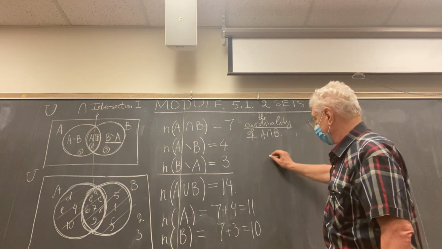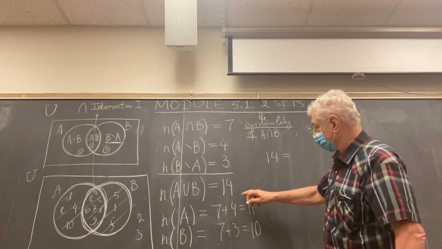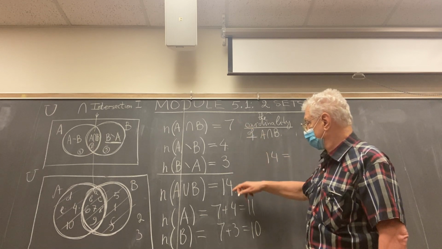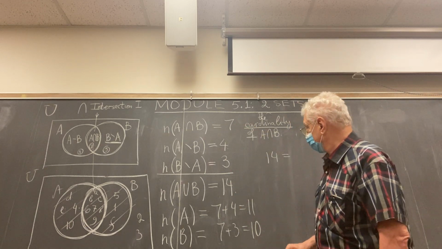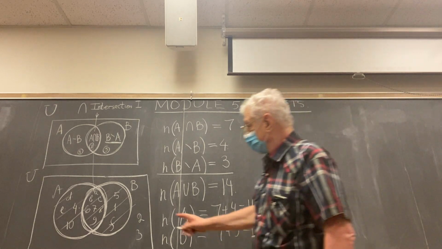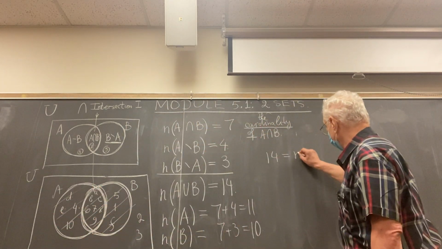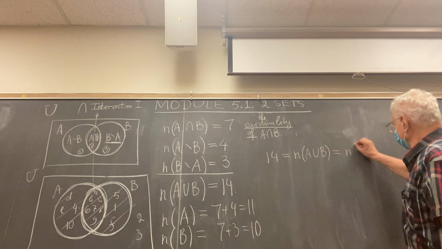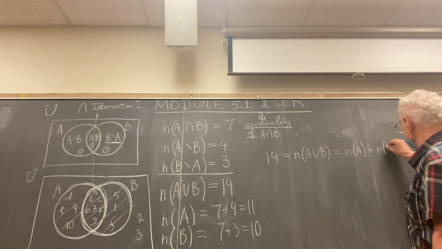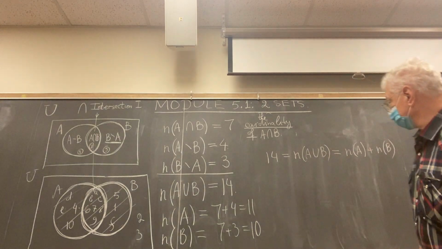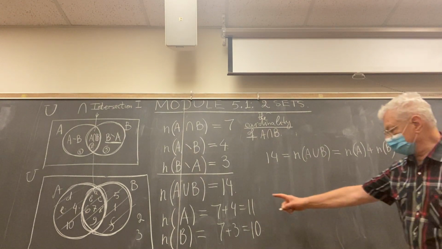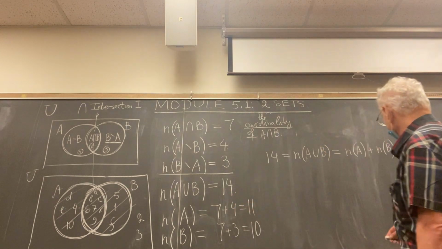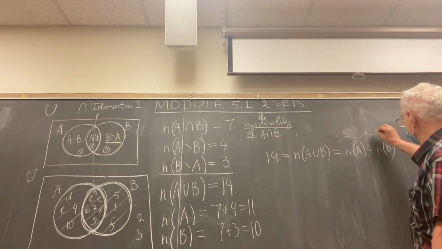Let's look at 14. How did we get 14? If you add all these numbers, you get 14. So 14 is n of A union B. Suppose we write it equals n of A plus n of B. Is it true or not? If you add those, you'll get 21. But it must be 14. So no, it's not true.